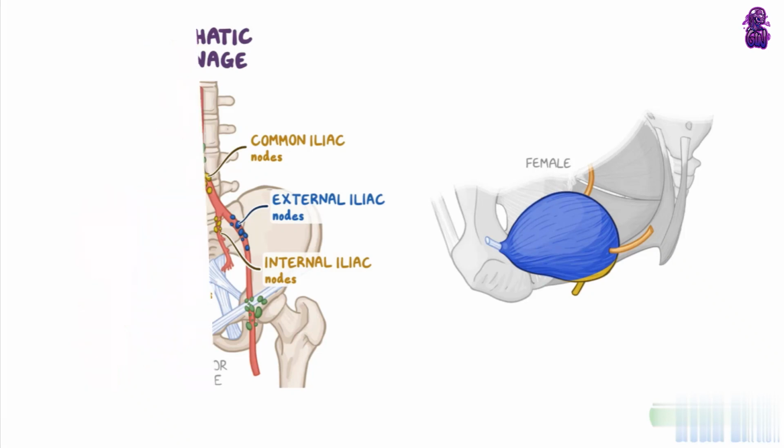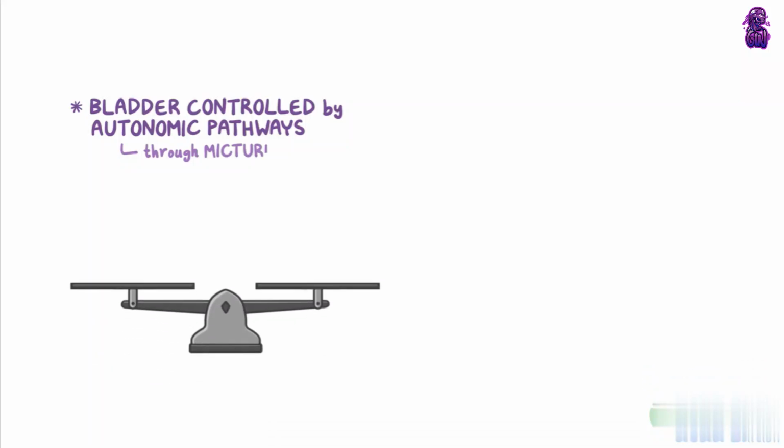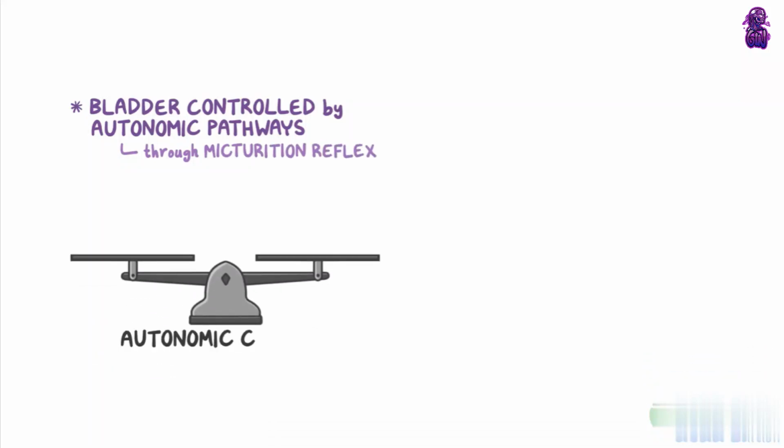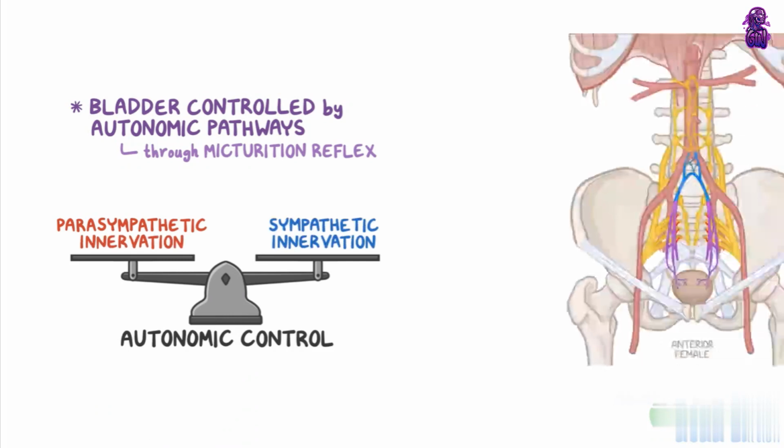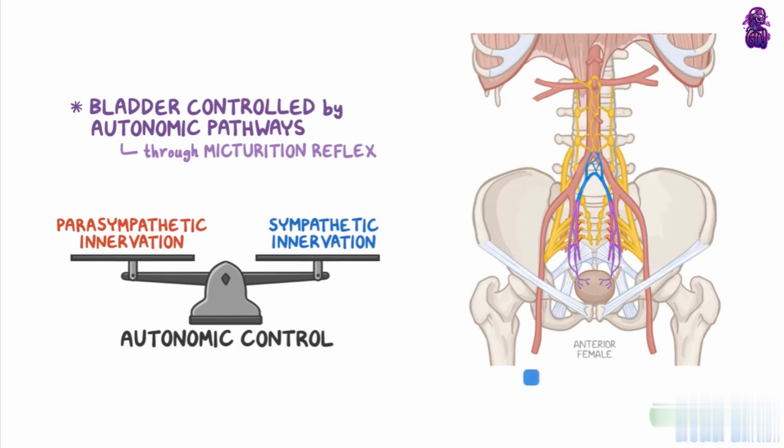Typically, we have voluntary control of our bladder. However, our bladder is also controlled by autonomic pathways which can prevent or cause urination through the micturition reflex, where autonomic control is a balance between parasympathetic innervation and sympathetic innervation. The urinary bladder receives input from the sympathetic and parasympathetic divisions of the autonomic nervous system.